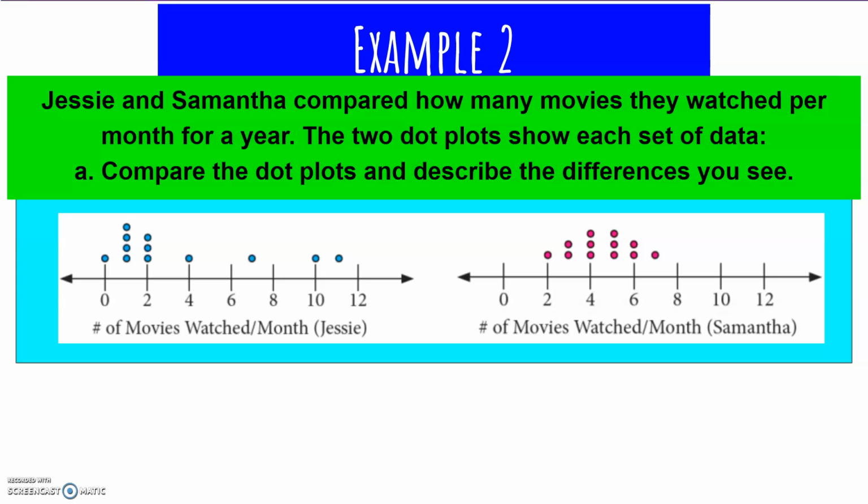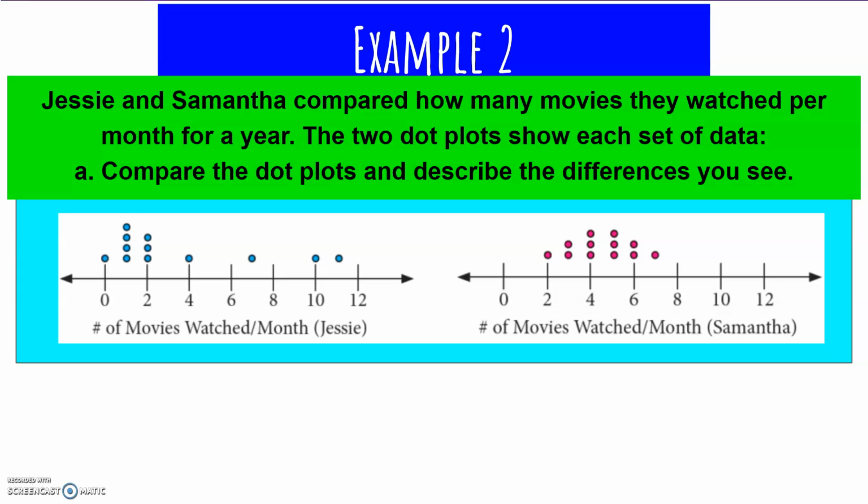Note that the graph is showing the number of movies watched, not how many movies they watched each month. So month 2 does not represent February, but how many movies were watched. How many months that 2 movies were watched in a month.